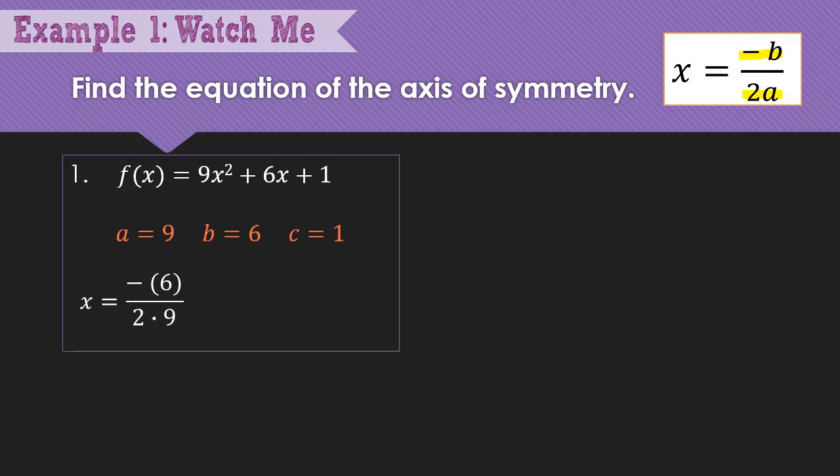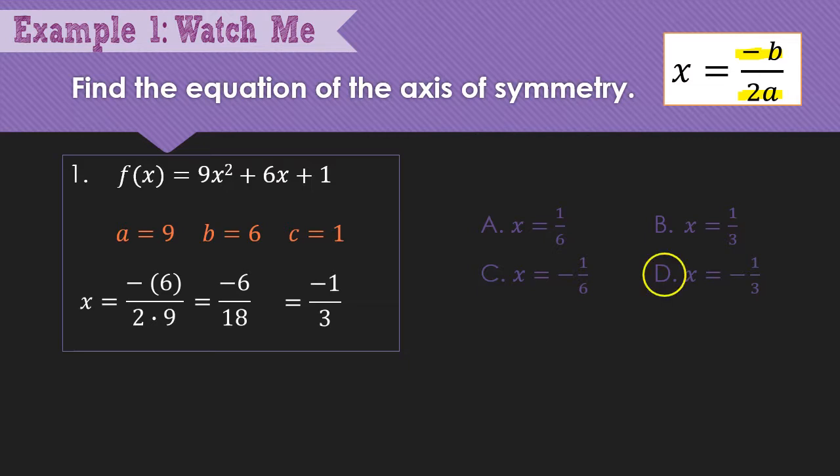So my b was 6. I have 2 in the bottom already from the formula, and then my a was 9. So I'm just picking those parts up and dropping them in to where they belong in the formula. When I simplify, I get negative 6 over 18, and that's going to simplify to negative 1 over 3. So if I were looking at multiple choice like this, we would go ahead and select our answer of D, x equals negative 1/3.